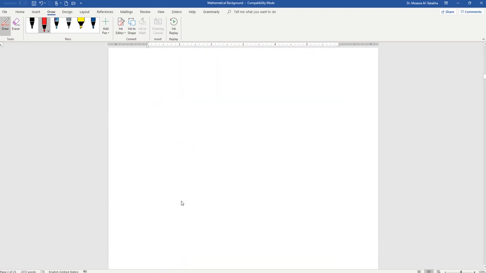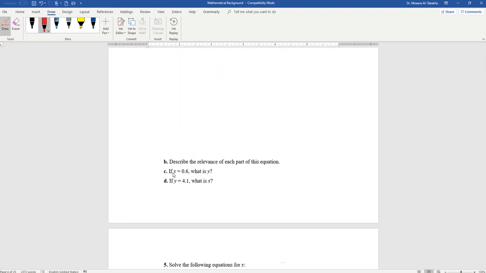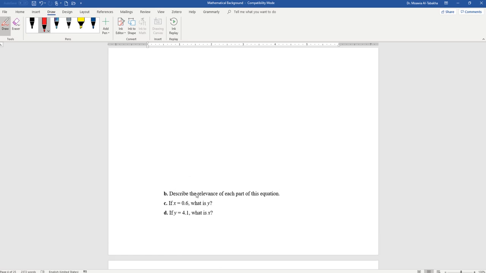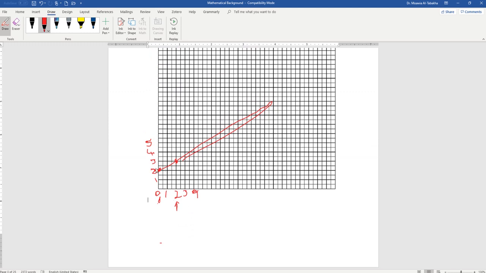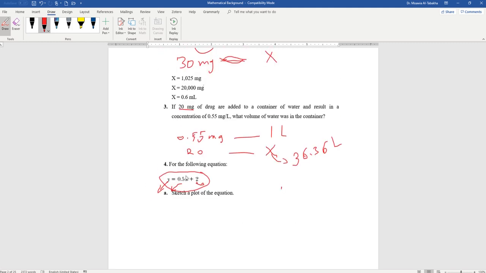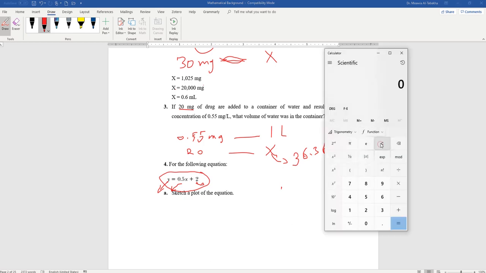Then it asks other questions such as what happens if x is 0.6? Of course, you can get y two ways. The one way is go to the graph, choose 0.6, and then read y here. The other way is just use the equation. Instead of x, choose 0.6. I will do that. So 0.6 multiplied by 0.5 plus 2, and it will give you y equal to 2.3.